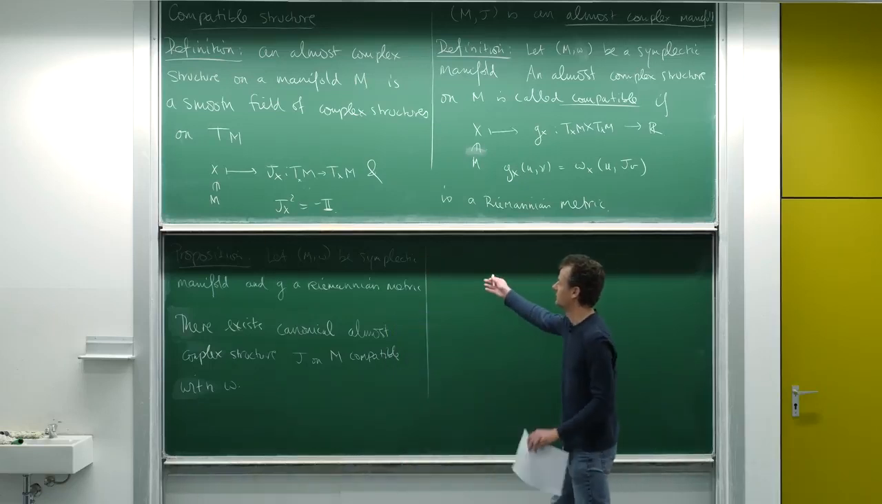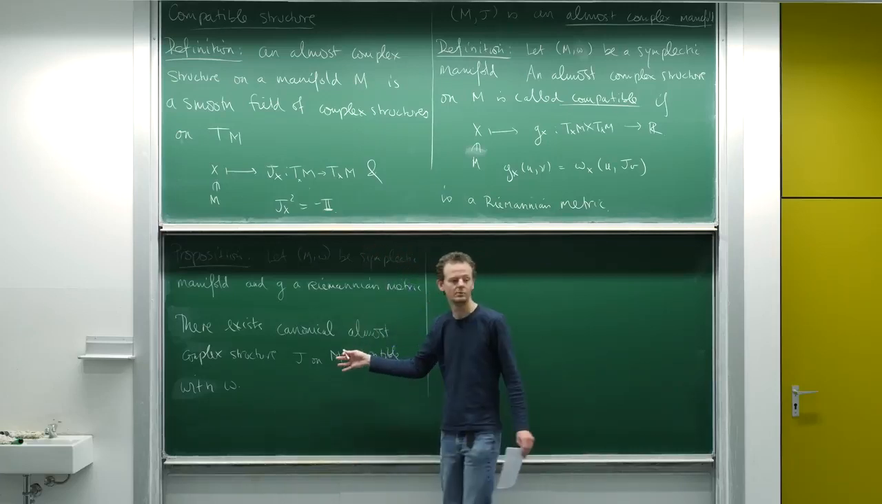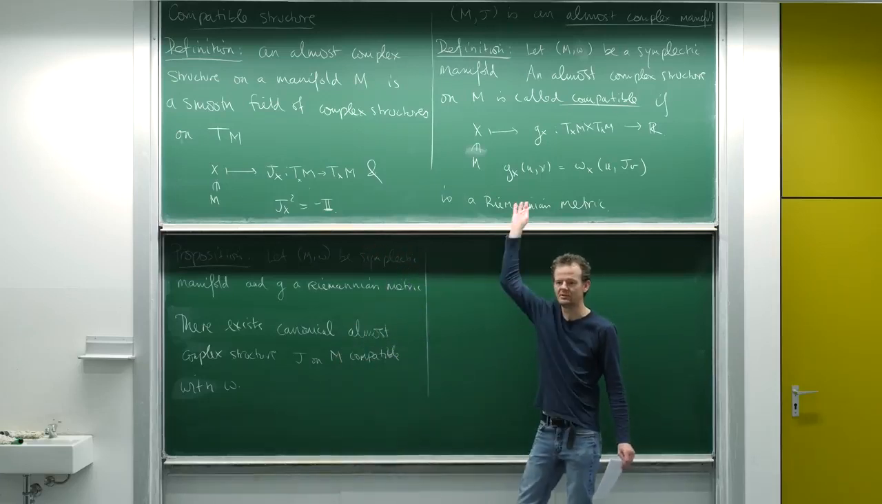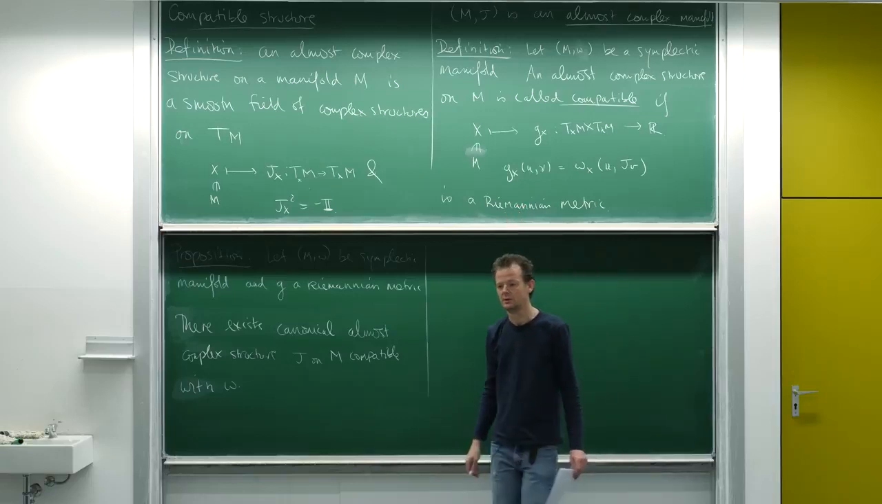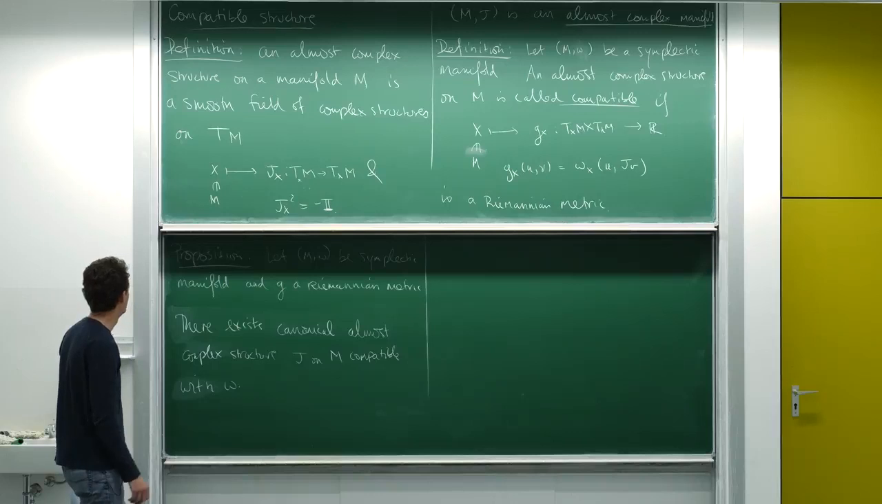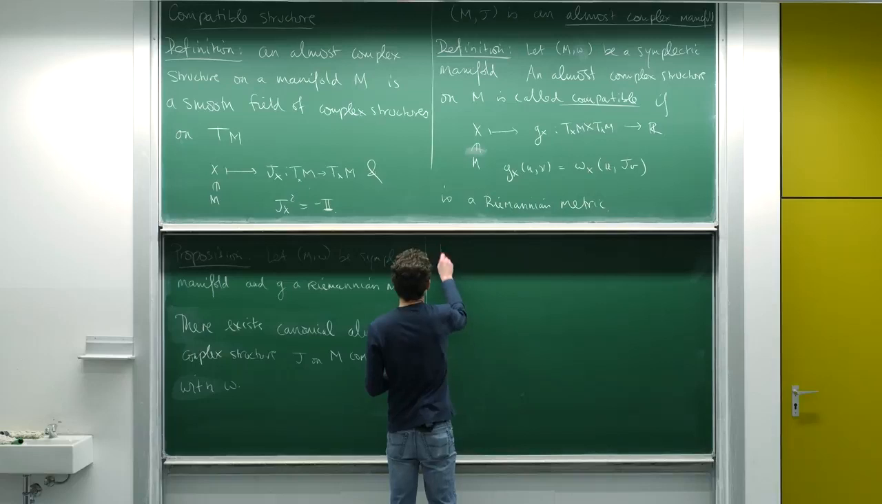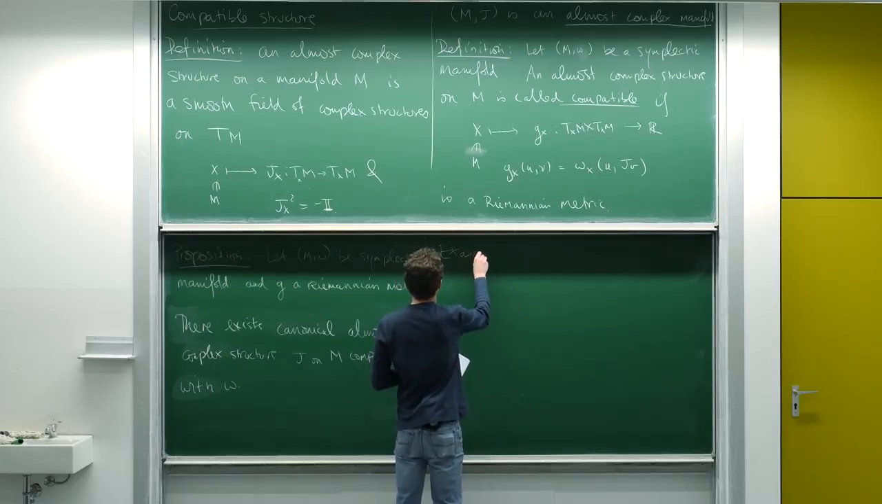Because the other implications are fairly obvious. If you have a symplectic manifold with a compatible almost complex structure, then you have a Riemannian metric. That's just the definition. And if you have a Riemannian metric and a complex structure, then you get a symplectic manifold as well. So the proof is omitted for that.